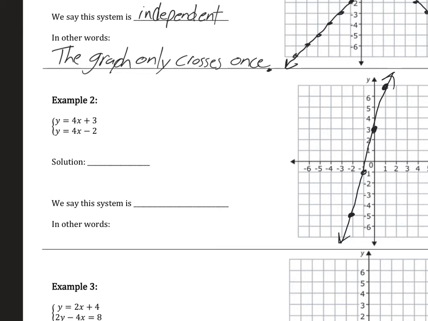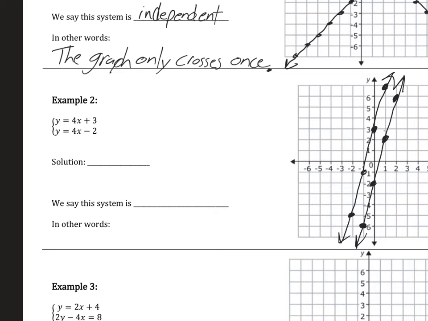Now we need to graph the second line. Well, it looks like my y-intercept is -2. So I'm going to put a dot right there. My slope again is 4, so I'm going up 1, 2, 3, 4 over 1. I think I can go up again. 1, 2, 3, 4 over 1. Going down 1, 2, 3, 4 over 1 to the left. Okay, and then we're going to draw a line that goes through both of these.